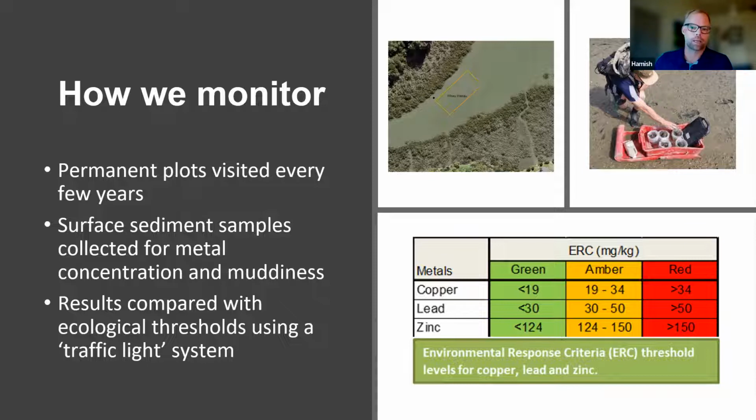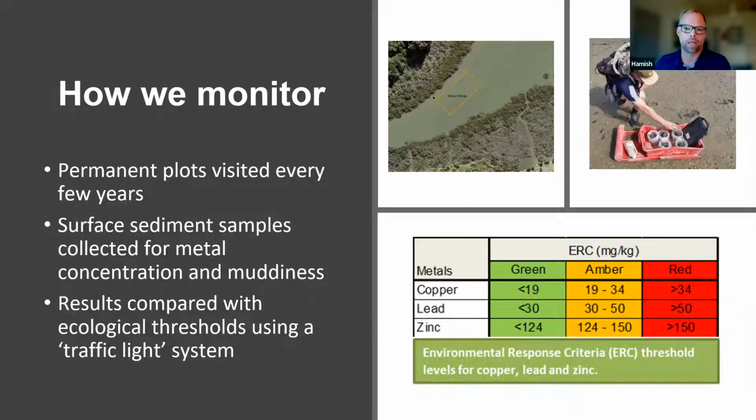And when we monitor contaminants, we also monitor marine ecology and we look at sediment mud content as well. So we're looking at how much mud is in the sediment compared to how much sand. This is because mud in the marine environment is quite important, and that can also restrict the types of animals that can live there. Also, muddy, low energy areas are quite prone to trapping and accumulating contaminants, much more so than those sandier, more exposed sites.